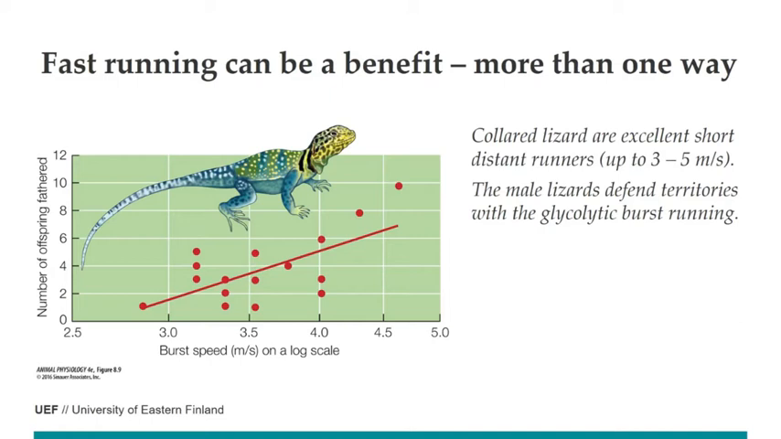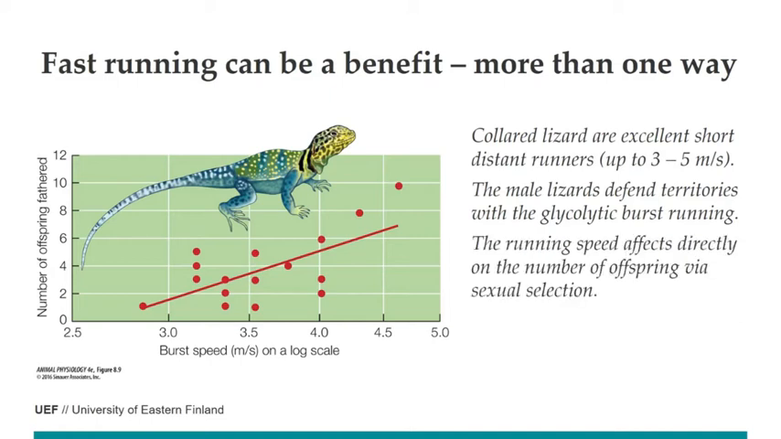And the interesting thing is that because they are defending these territories, the fastest runners are the best at keeping the territories, so they get the most offspring. So it might be sometimes difficult to predict, when you see a fast-running animal, that natural selection acts because it gets more prey, or it can escape, but actually it can also be getting more mates.